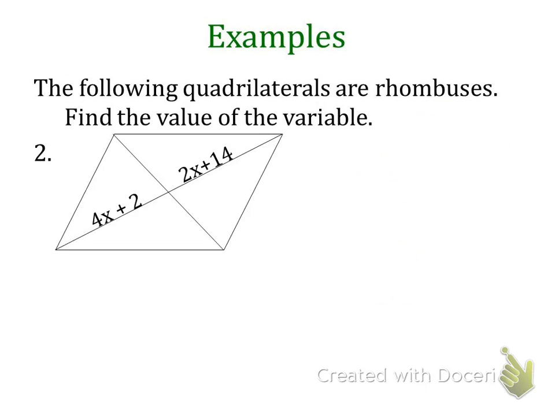Next example, we're going to decorate our picture. So all diagonals bisect each other. I'm going to use my color. 4x plus 2 and this 2x plus 14 will be equal to each other because diagonals bisect each other. That's from being a parallelogram.